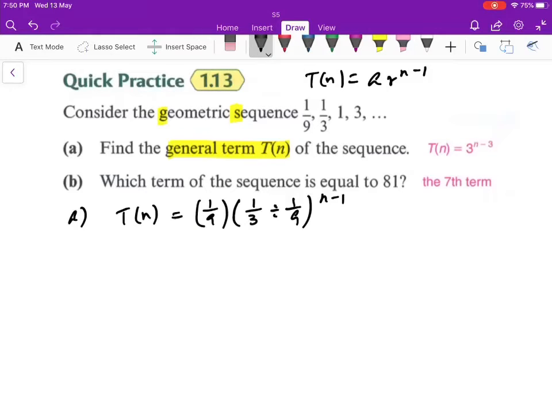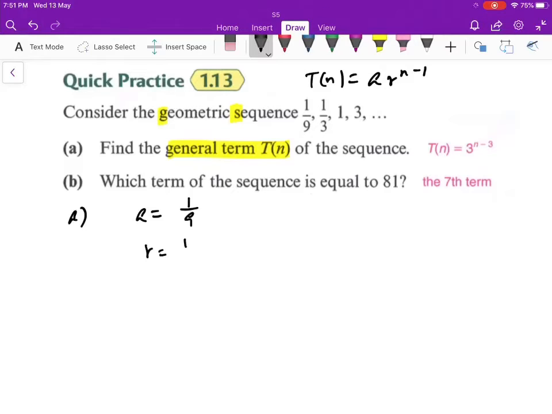Some of the students don't like to do it like that. They like to write down the first term first, then write down the R first. Both are okay, I don't mind which method you are doing. Now we can define A is 1 over 9, and R is 1 over 3 divided by 1 over 9. It's super easy, right? So we know that R is 3.